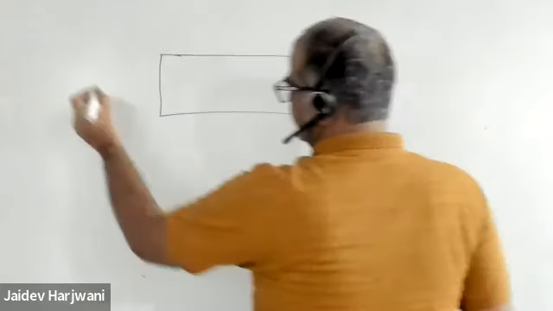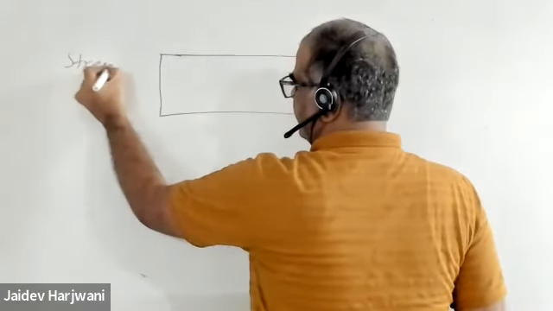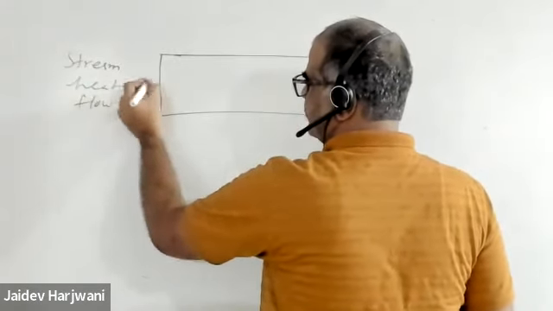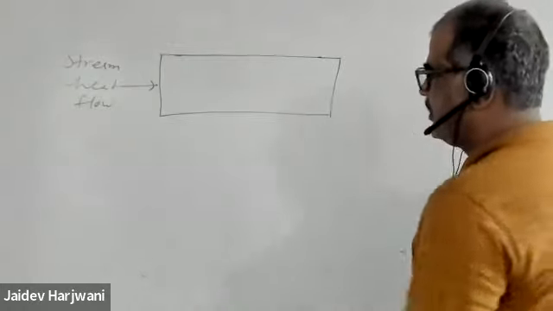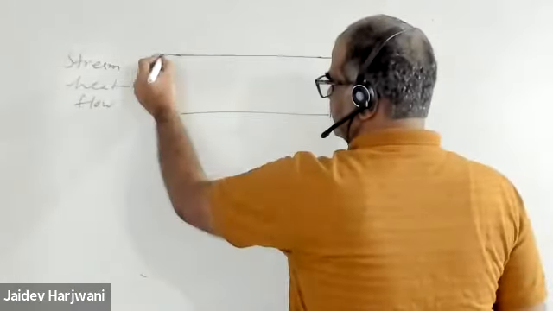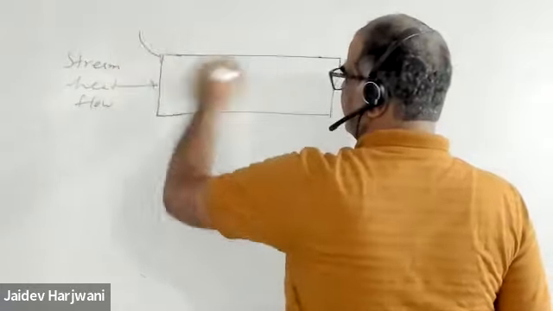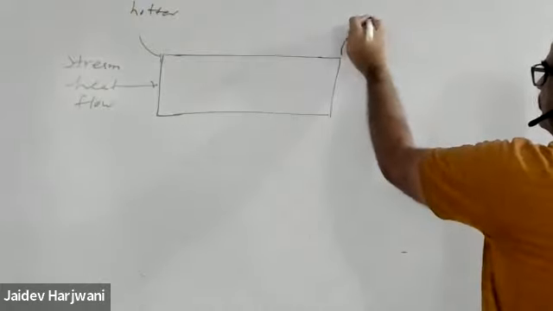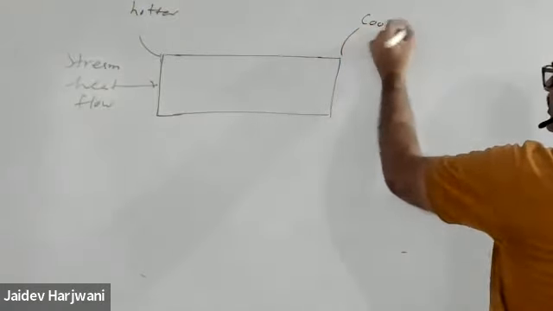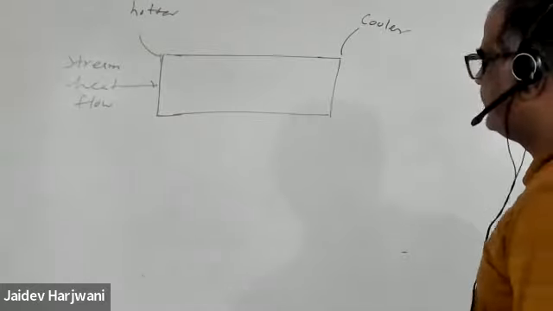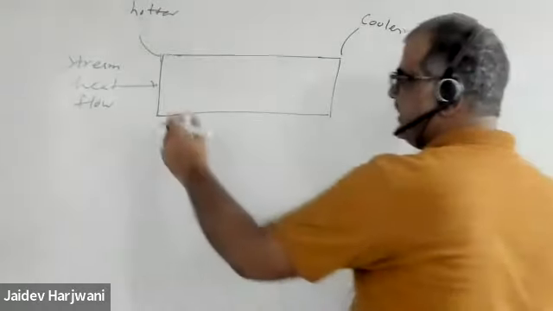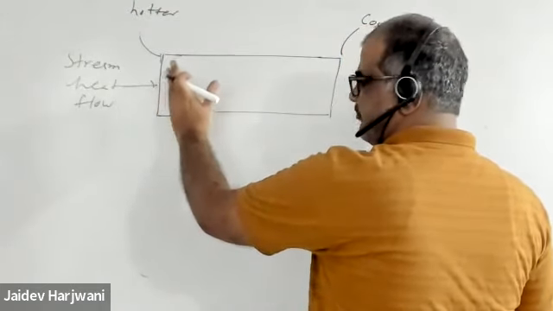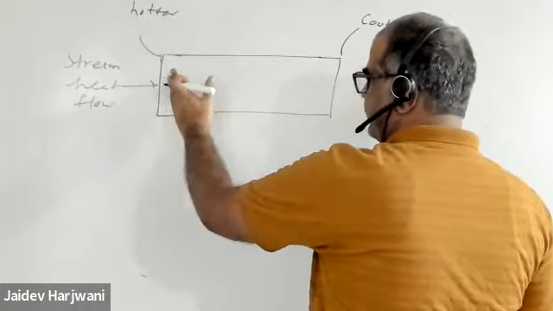Now here we are giving a stream, or we are giving heat flow. This is the direction of heat flow. So on this side of the rod, I am supplying heat. Obviously this side will be hotter compared to the other side, which will be cooler. When I'm supplying heat here, the temperature will increase, and heat will flow from this side to this side.